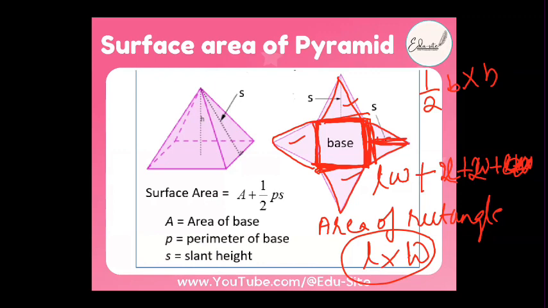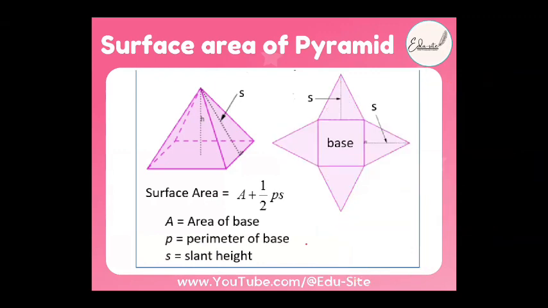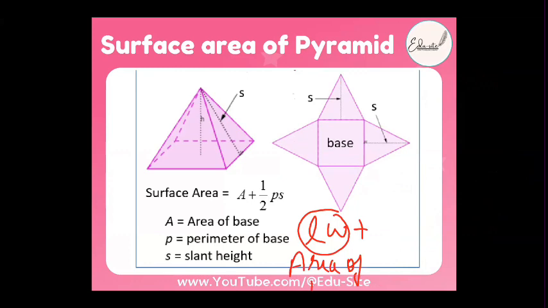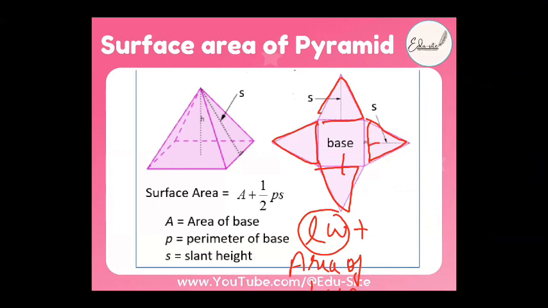Is it confusing? I'll explain it again. The first thing was length into width, this is the area of the rectangle, the actual base, right? Area of base. Next, we are going to write this triangle, this triangle, this triangle, this triangle. So these bases, how many bases are here?